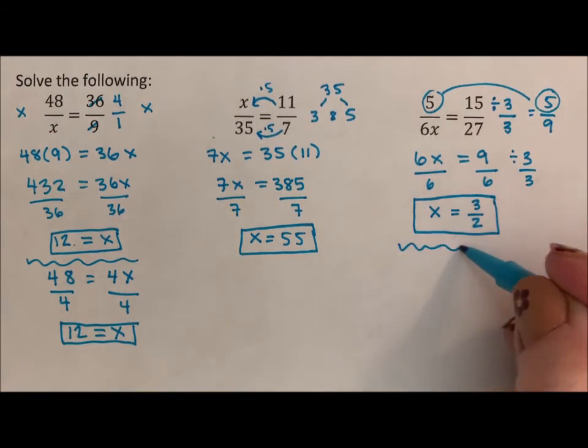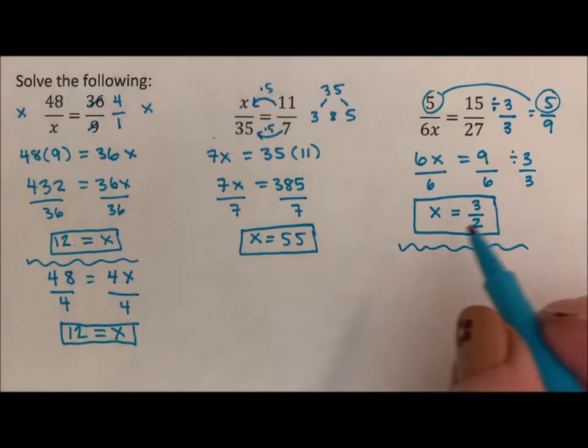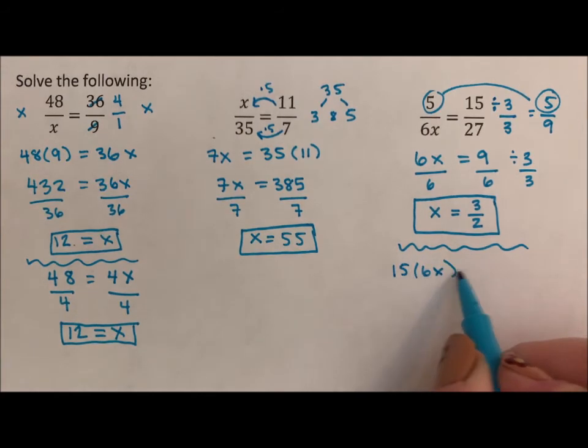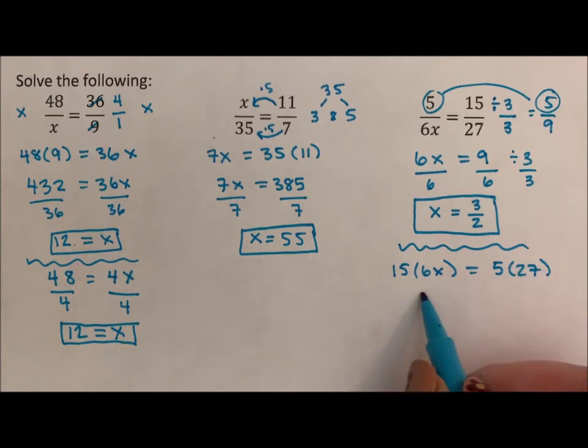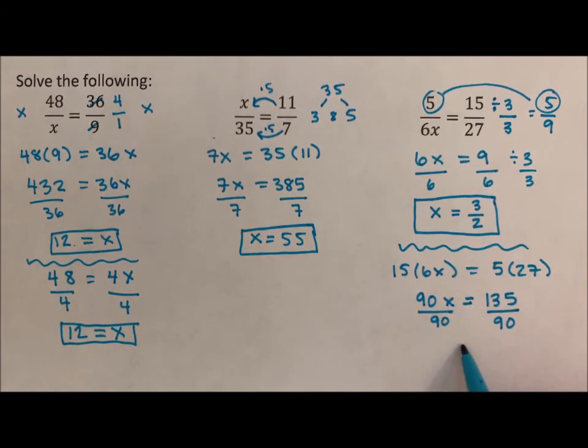Now, if you didn't want to reduce first, you just wanted to kind of cross multiply, you're like, I don't want to think first. So you just wanted to say 15 times 6x is equal to 5 times 27. Then you would have had 90x is equal to 135, and then you divide by 90. You still need to reduce this down to 3 halves. It's going to take a little bit longer.